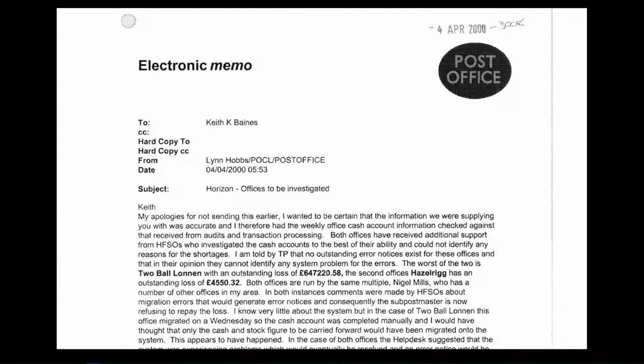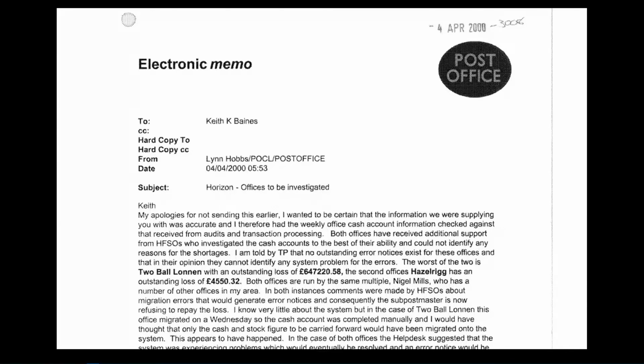Now, there is a significant loss in this branch. I'm just going to read you some of the first paragraph. It says, both officers have recently received additional support from HFSOs, that's Horizon Field Support Officers. Is that right? Yep, that's right. Who investigated the cash account to the best of their ability and could not identify any reasons for the shortages. I'm told by TP, what's TP?